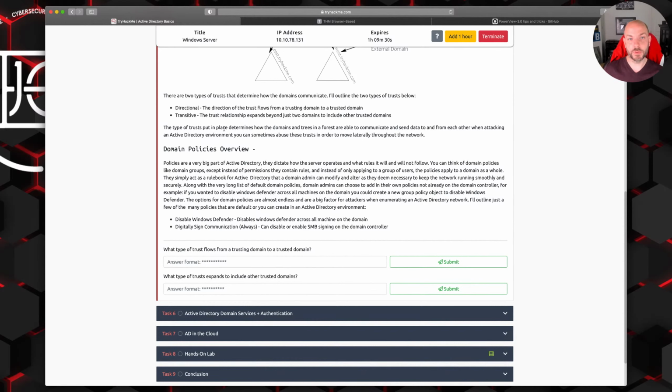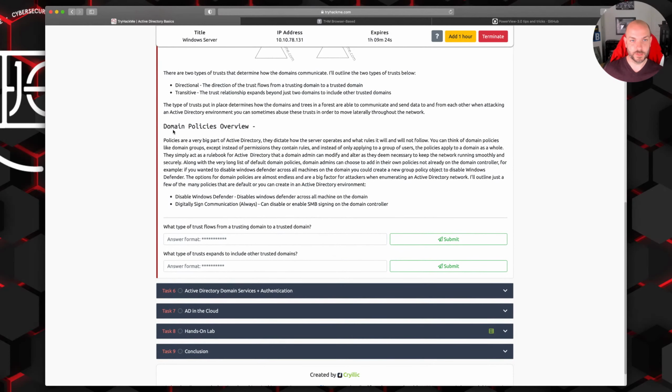The types of trust put in place determine how the domains and the trees in the forest are able to communicate and send data back and forth. Yep. And then domain policies. We were talking about how this is a super important part of Active Directory. Kiki mentioned that as well. They dictate how a server operates and what rules it will apply.